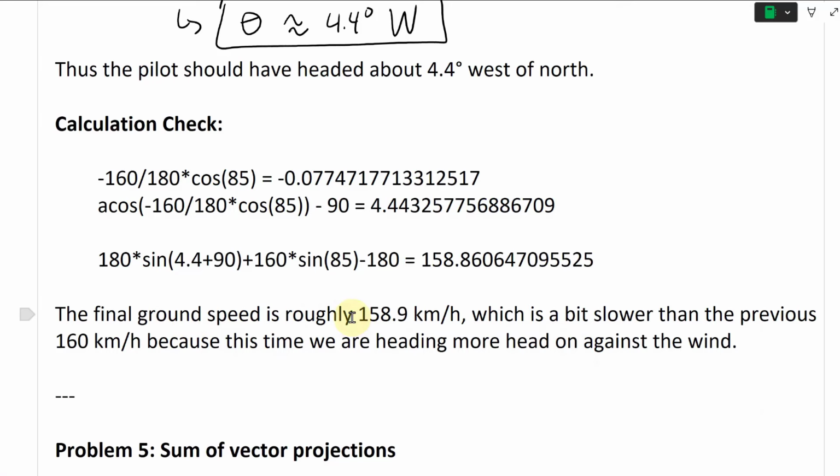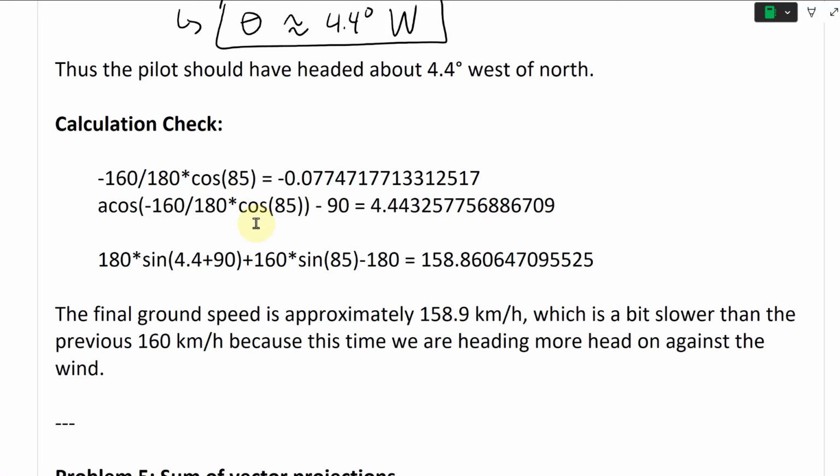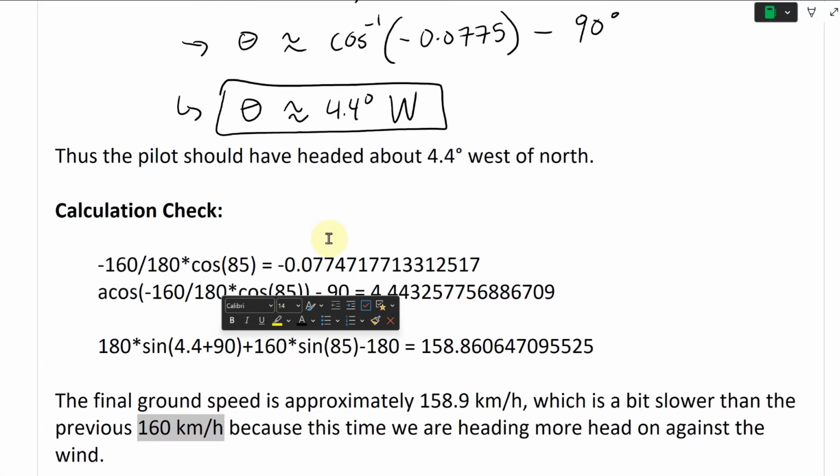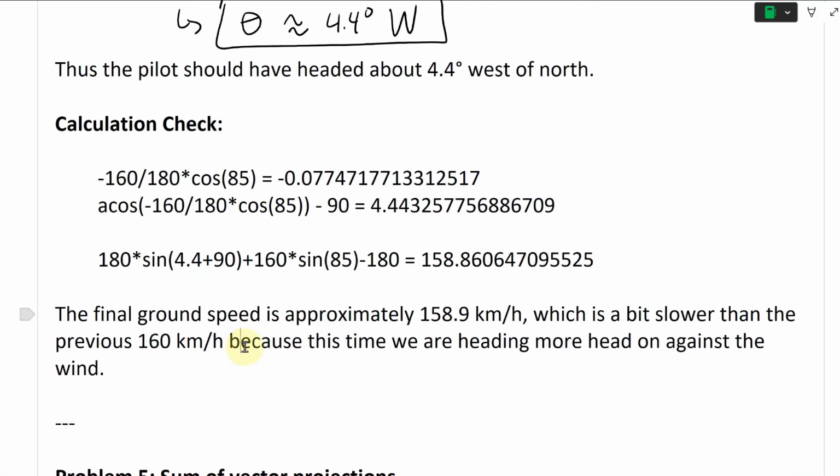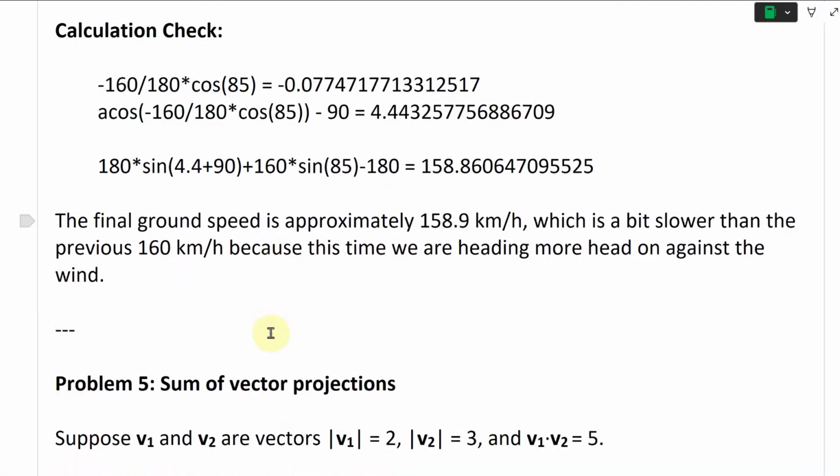So the final ground speed is approximately 158.9 kilometers per hour, pretty accurate, which is a bit slower than the previous 160 kilometers per hour. That was the ground speed we were initially going if we had due north. Because this time we were headed more head on against the wind, because the wind's going this way, and initially we were going this way, now we're flying 4.4 degrees more head on, so we're going to go slightly slower. So the final speed is going to go down a bit. It's not the 160 kilometers per hour. Now it's 158.9. So it's a tiny bit slower. Yes, epic stuff.